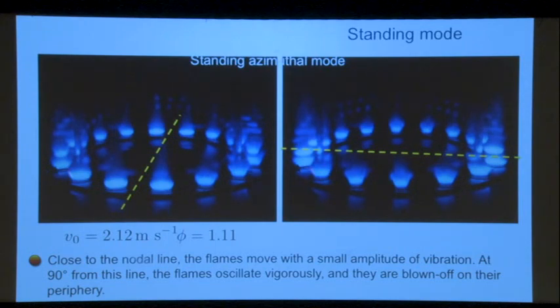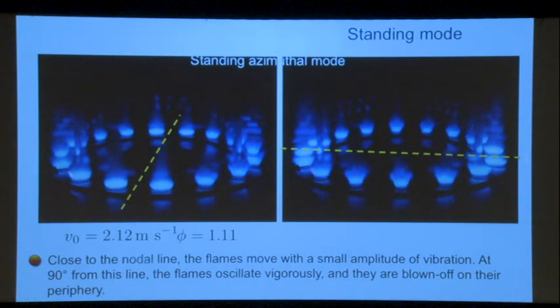And so the nodal line can be changed; it can be placed like that or like this. And you see that the flames which are close to the nodal line are rather different from the flames which are perpendicular to this nodal line. Where you are at the very high pressure, many of the flames around are apparently blown off, while when you are close to the nodal line, all the flames are there. There is a difference. Even by the eye, you can see that difference.